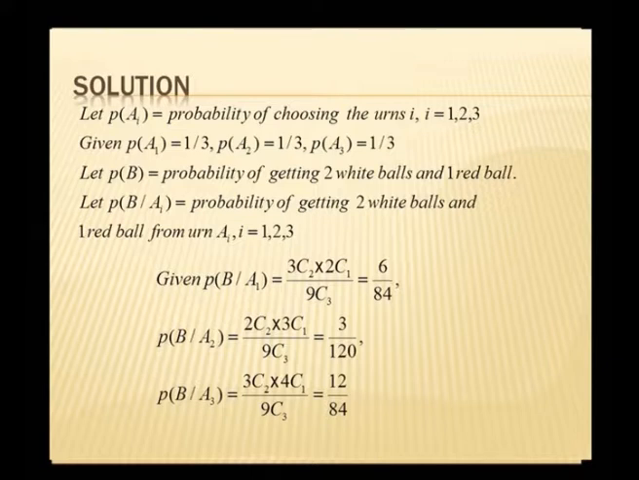Similarly, when you take for the second urn, P of B by A2 is we have got 2C2. Since there are 2 white balls in the second urn, we draw 2 at a time, which can be done in 2C2 ways. Similarly, out of 3 red ball, 1 red ball can be drawn from the second in 3C1 ways, and since both of them are drawn simultaneously, we multiply, and total is going to be 9C3. Hence, the required probability of getting 2 white and 1 red ball from the second urn is given by 2C2 into 3C1 by 9C3. So, on simplifying we get 3 by 120.